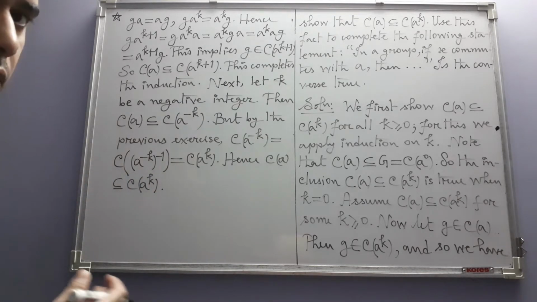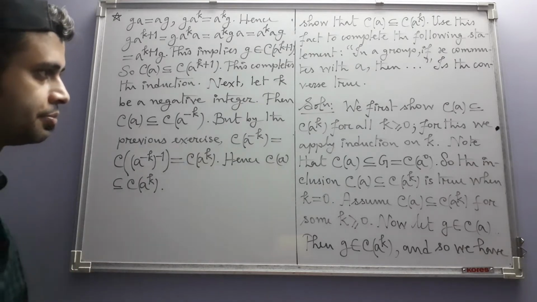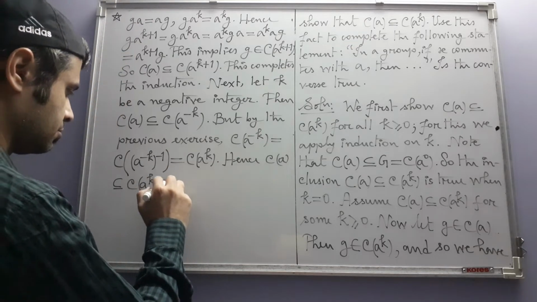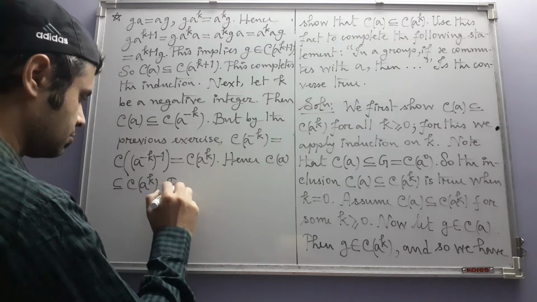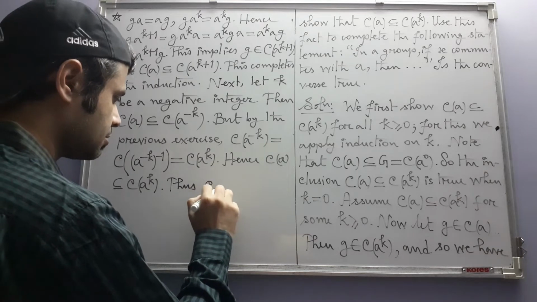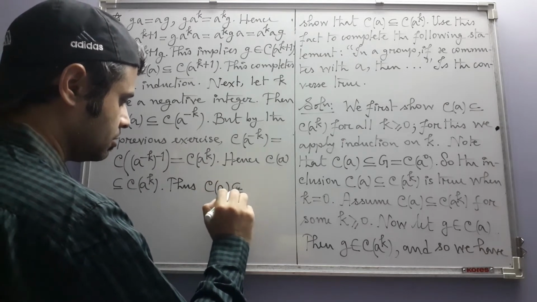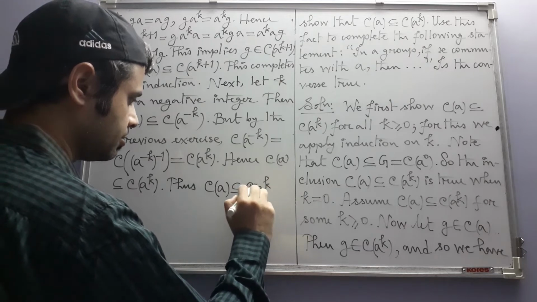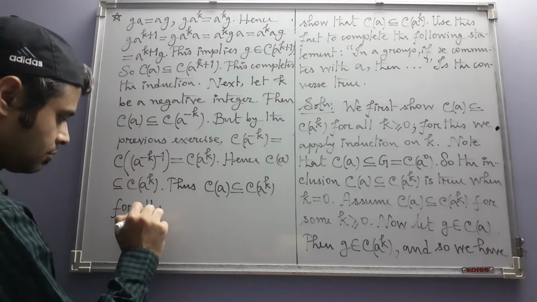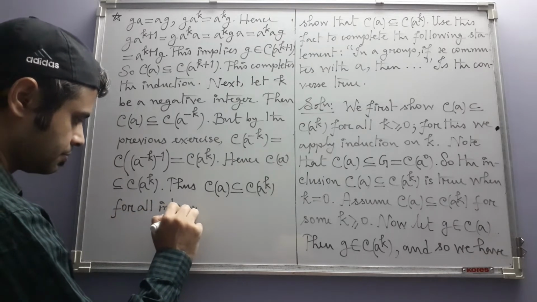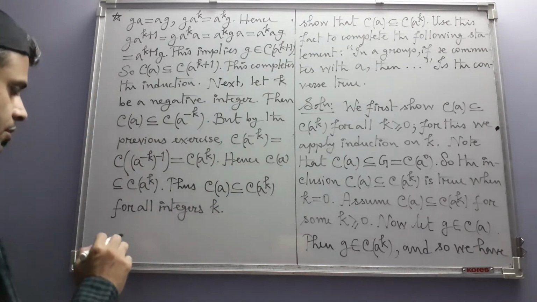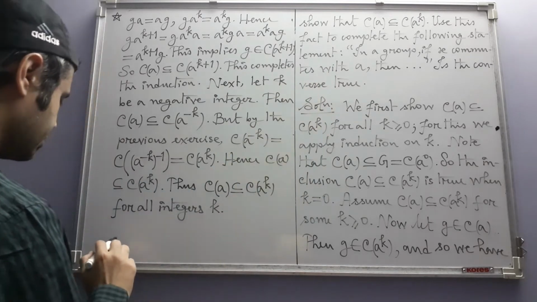So that just covers all the cases. We can just write the final conclusion here. Thus CA is contained in CA to the power k for all integers k. So we can complete the statement like this.